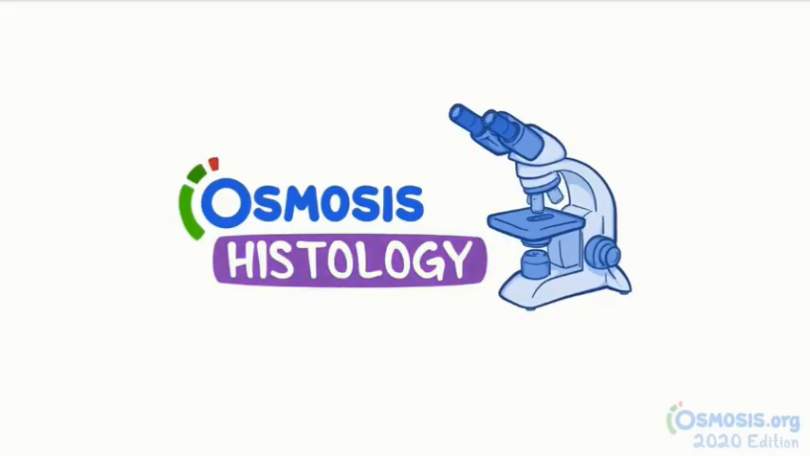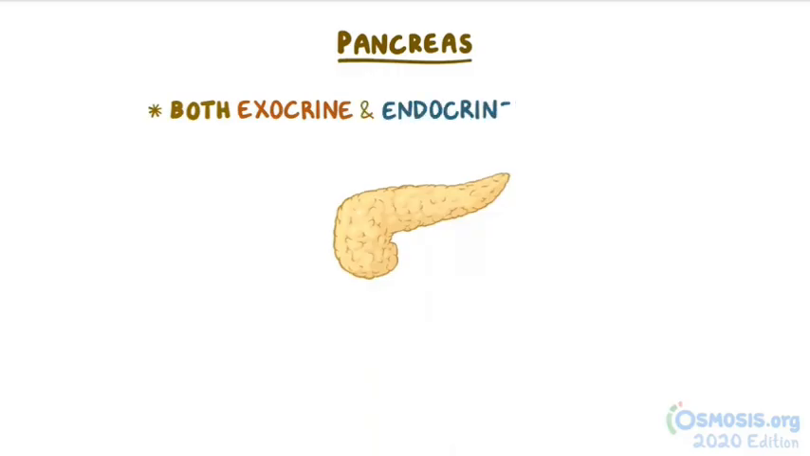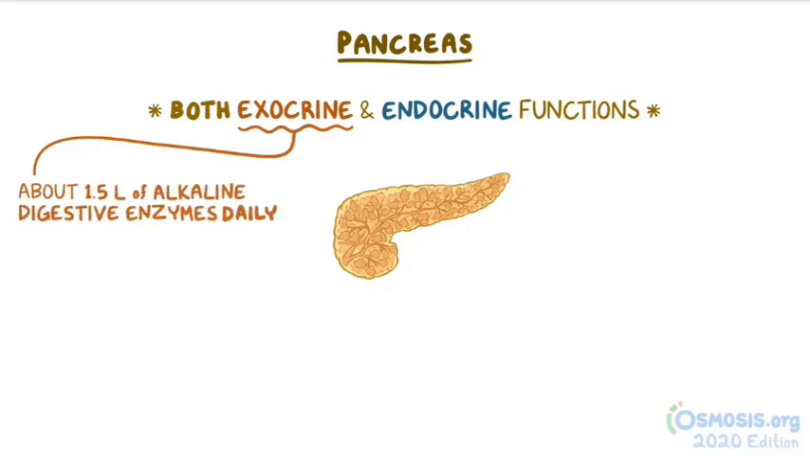Now, let's get a closer look. The pancreas is a large gland that has both exocrine and endocrine functions. The majority of the pancreas consists of exocrine glands that produce about 1.5 liters of alkaline digestive enzymes daily, which is secreted directly into the duodenum.